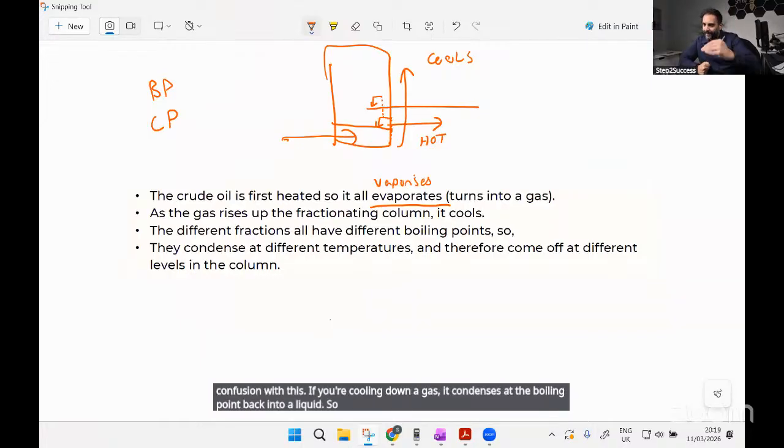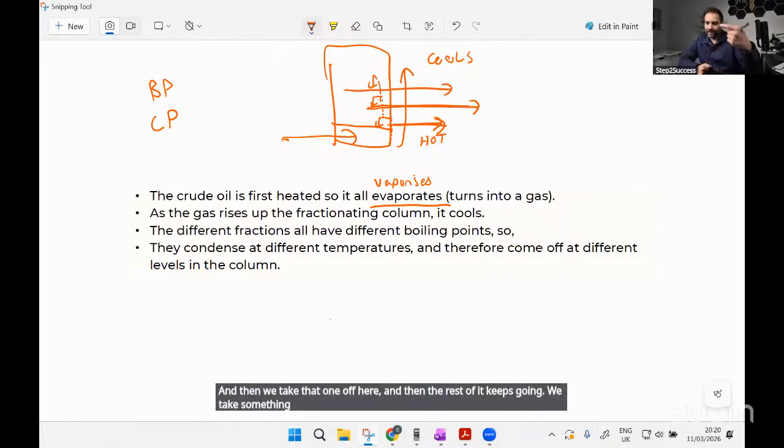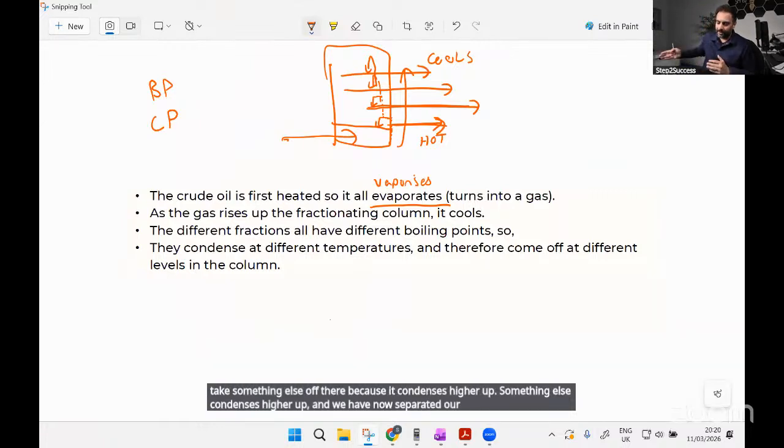So when we get back down to that boiling point, it will condense and we take it off here. And then we take that one off here. And then the rest of it keeps going. We take something else off there because it condenses higher up. Something else condenses higher up. And we have now separated our crude oil into the different parts. So these are the things we want to say.